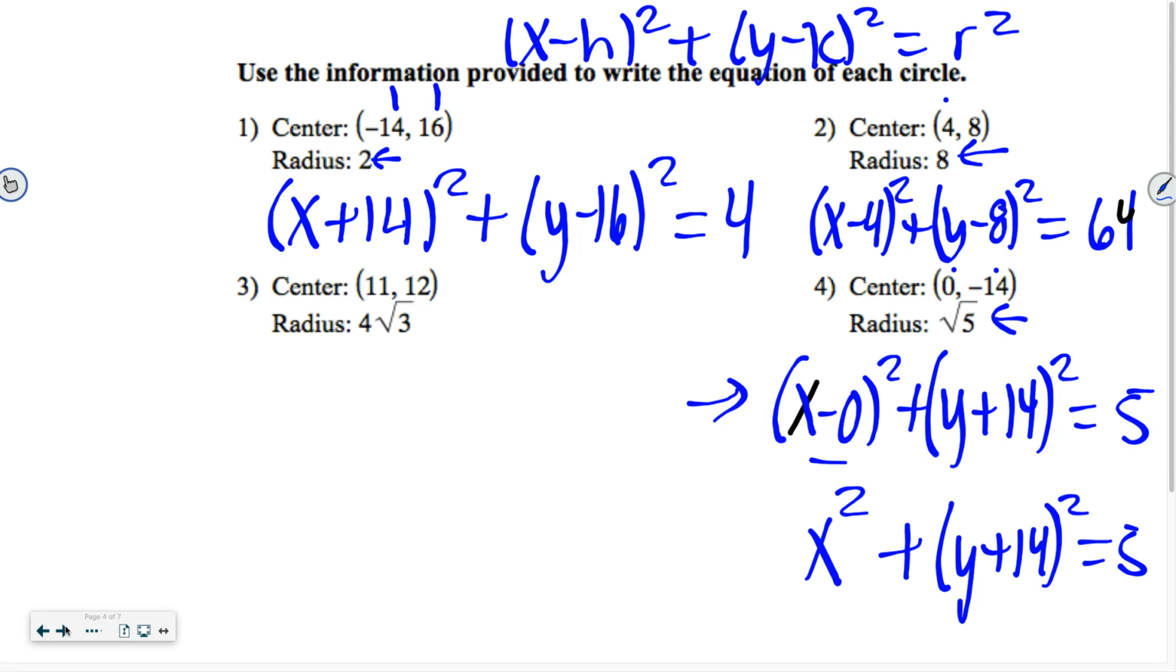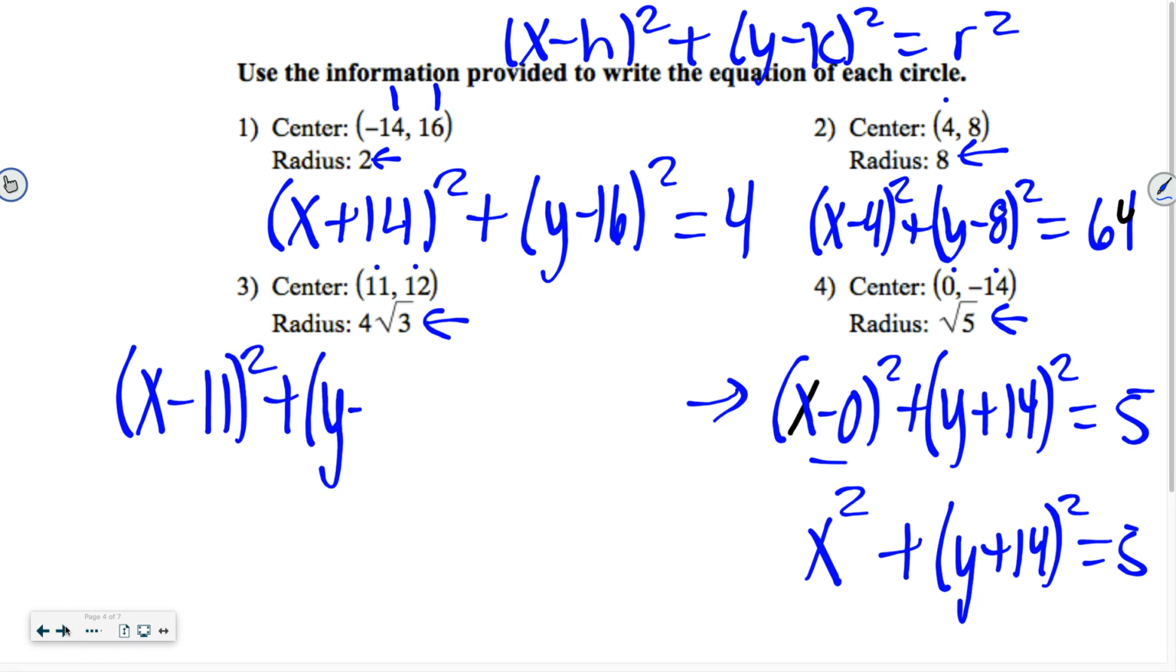And then the last one, opposite, opposite squared. So it's going to be (x − 11)² + (y − 12)² =. Now this one might be a little hard for you, so I'm going to just work it out for you.